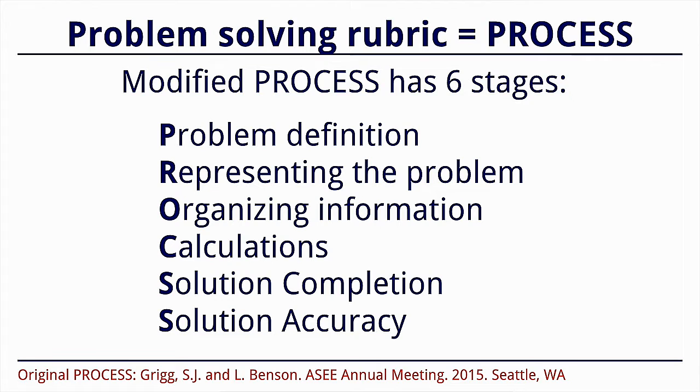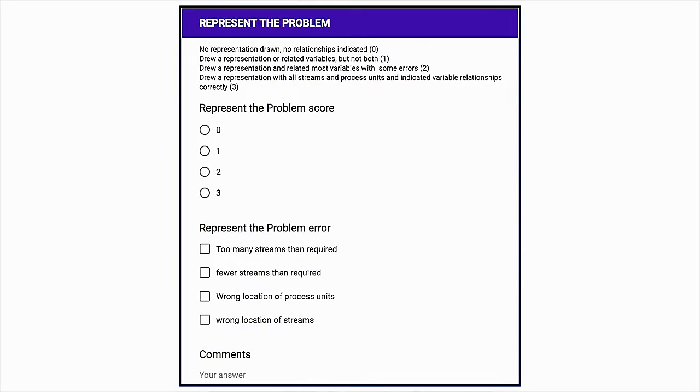A successful answer will adequately provide problem definition, represent the problem, adequately organize information, perform the calculations, show that the solution is complete, and that the solution is accurate. As seen here, a 4-point rating scale is used to score how well the student performed on each of the 6 items on the PROCESS rubric.